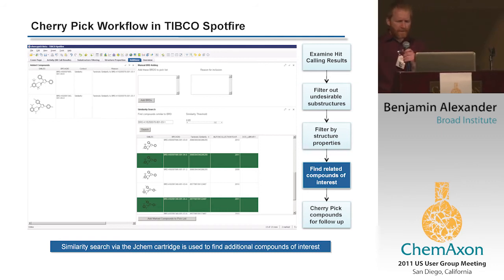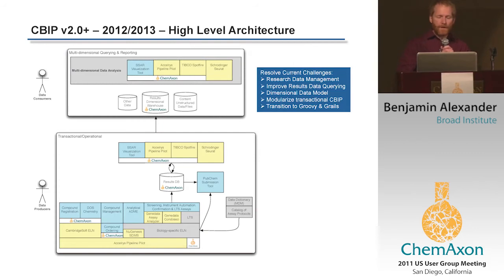Finally, we can find other compounds of interest, so we're performing similarity searches here. And then we finish up, and we've done our cherry pick, and we've either reduced or expanded the set of compounds that we're using coming out of a particular step, say a primary screen. So that's a list of what our system does now.